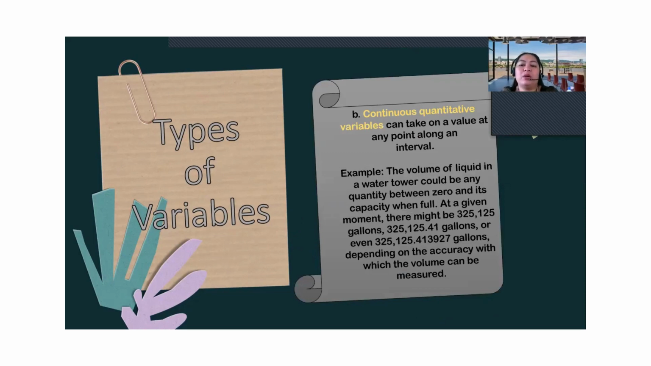A continuous variable can take on a value at any point along an interval. For example, the volume of liquid in a water tower could be any quantity between 0 and its capacity when full. At a given moment, there might be 325,125 gallons, 325,125.41 gallons, or even 325,125.413927 gallons, depending on the accuracy with which the volume can be measured.